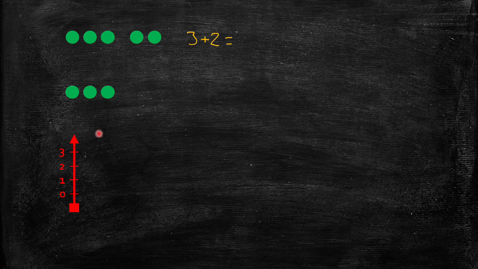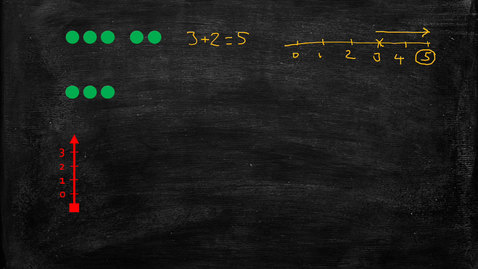And we're going to imagine we've got 3 apples to start with. We add 2 more. How many apples do we have in total? 5. If I represented this on a number line, we're starting at the number 3, we're moving 2 spaces to the right and ending at the number 5.